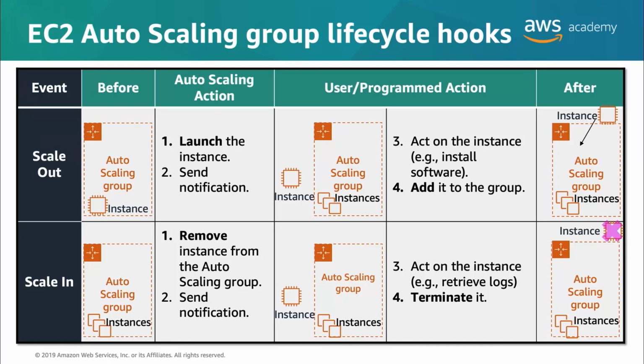In the scale in example, the Amazon EC2 autoscaling lifecycle hook removes an instance from the group and then sends a notification. Now, when the user or programmed action receives the notification, it performs an action on the instance before it terminates the instance. A good example might be retrieving the instance's logs.